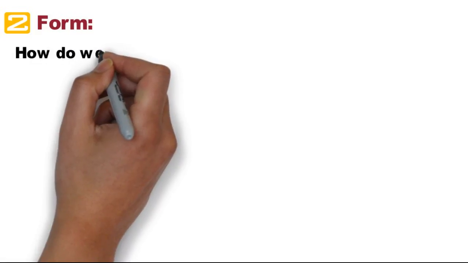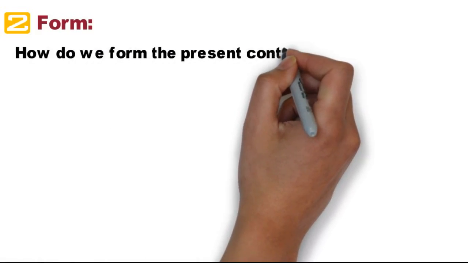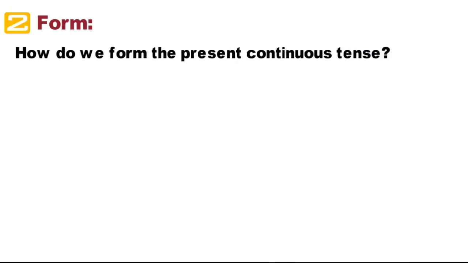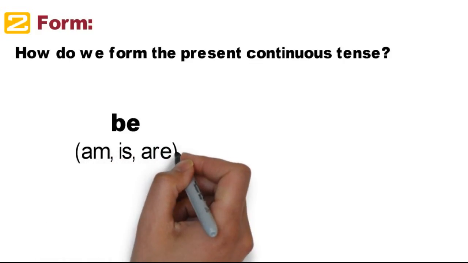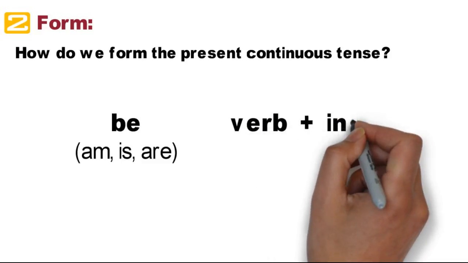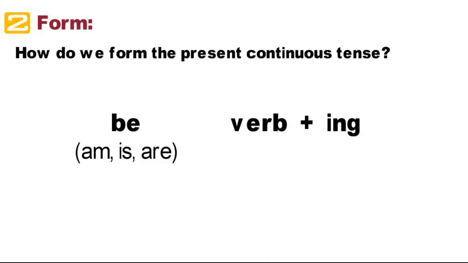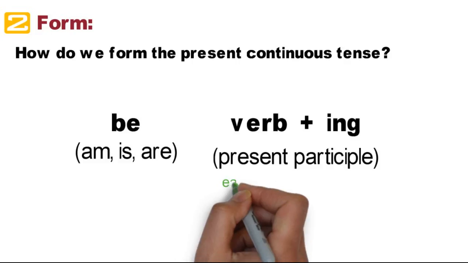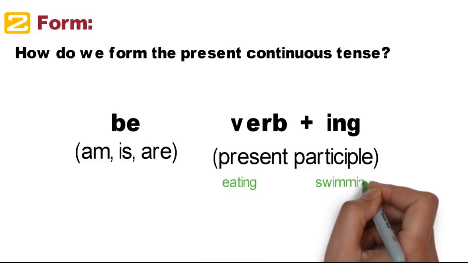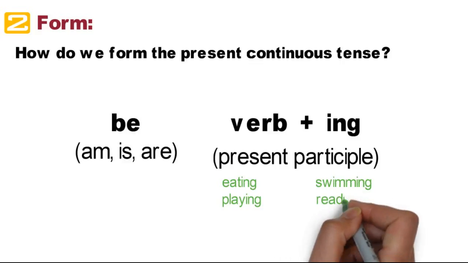So, how do we form the present continuous tense? This is a very good question. The present continuous tense has two parts. The helping verb be, which is am, is, and are, and a verb plus ing. The verb plus ing is called the present participle. For example, eating, swimming, playing, and reading.